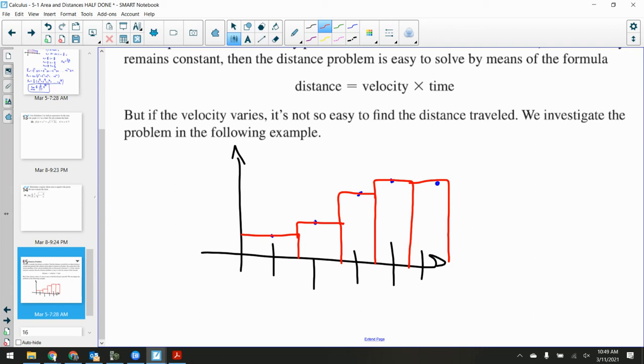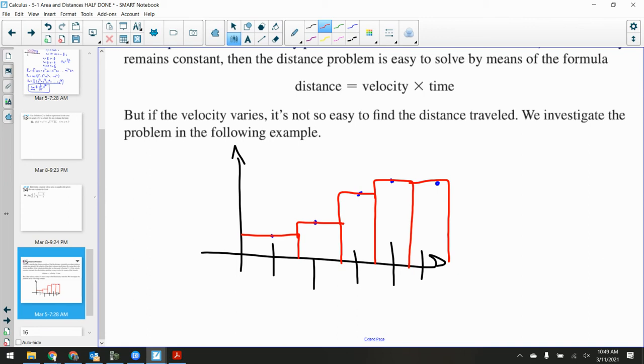How did I calculate the rectangle? Again, that was just the length of my interval, which should always be constant, times my velocity, which was my y value, right? Because distance is equal to velocity times time. So what I'm really doing there is calculating it like a rectangle. Time times velocity, time times velocity, and the area that I have underneath the curve is the distance.